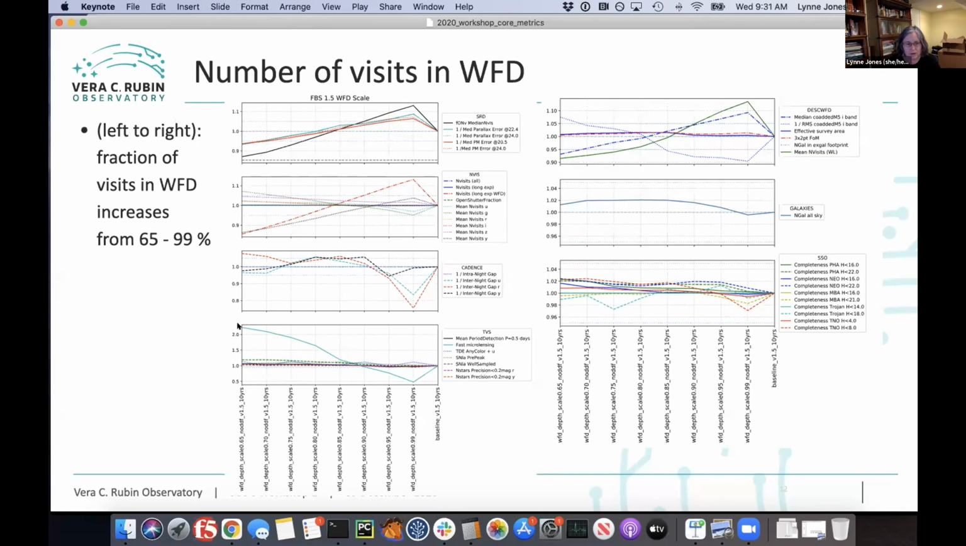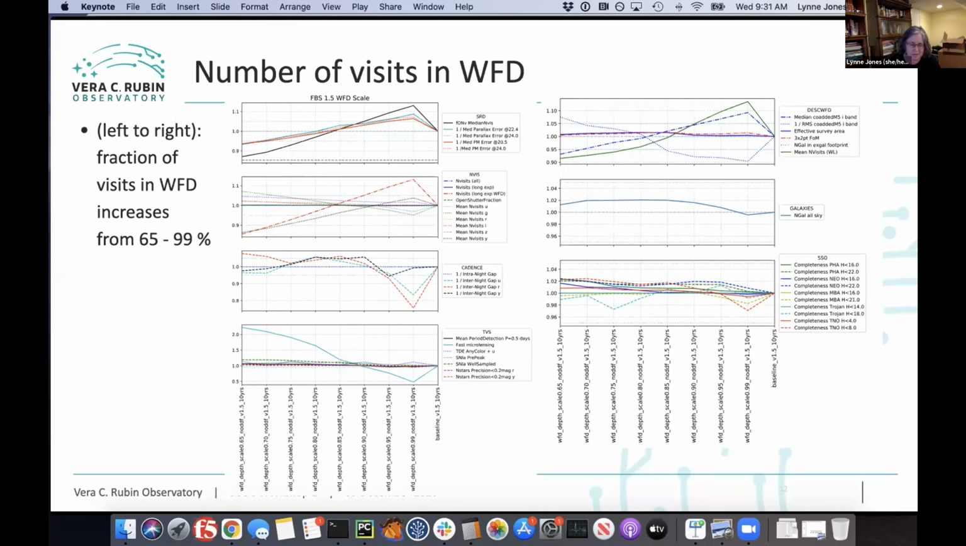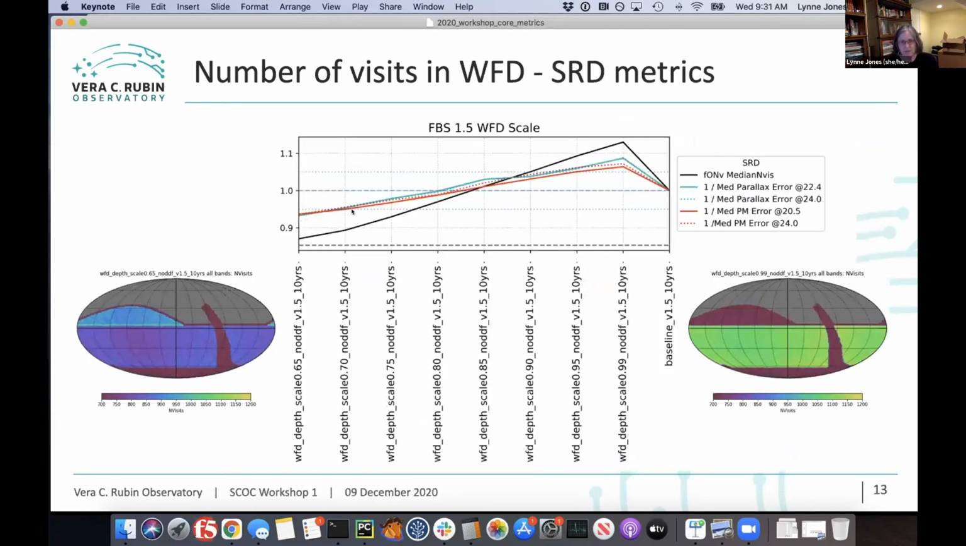So when the number of visits in the wide, fast, deep was very low, this metric was much higher than when you had a lot of visits that were dedicated to the wide, fast, deep, which makes sense because those visits that are not in the wide, fast, deep are going other places, including the galactic plane.